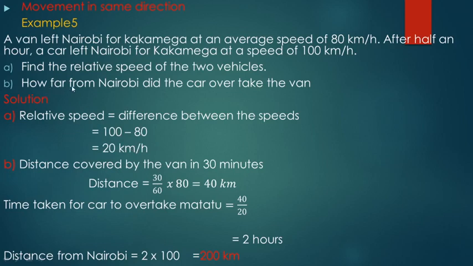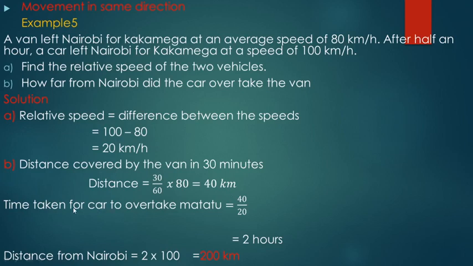So for us to find how far from Nairobi the car overtook the van, first of all, you start with finding the distance the earlier vehicle moved before the second one started. The distance the van covered in 30 minutes before the car started: we know distance is speed times time. The speed was 80 kilometers per hour, and it went for half an hour before the other one started. So it is 80 times 30 over 60, which gives you 40 kilometers. So it had gone 40 kilometers before the car started from Nairobi.